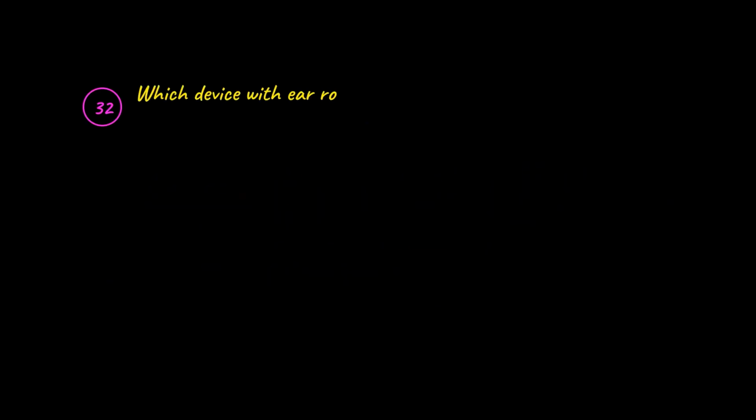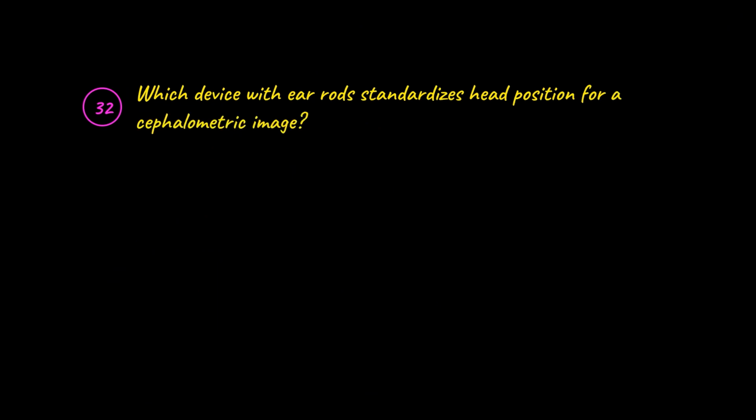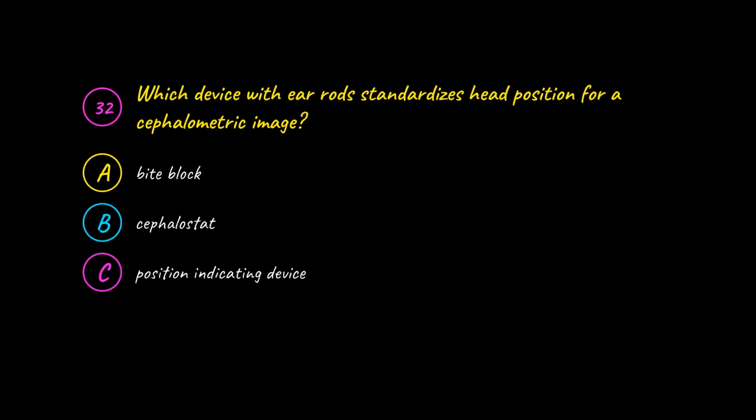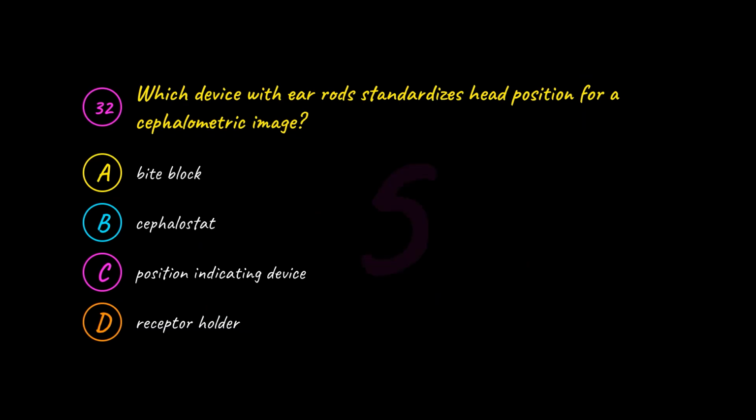Question 32. Which device with ear rod standardizes head position for a cephalometric image? Your options are A. Bite block, B. Cephalostat, C. Position indicating device, D. Receptor holder. Got a guess? Lock it in.